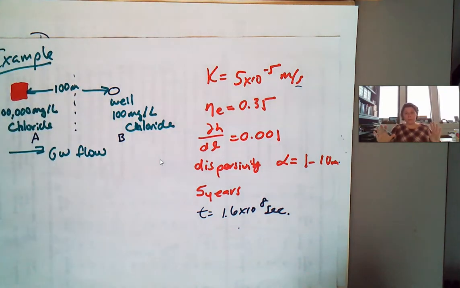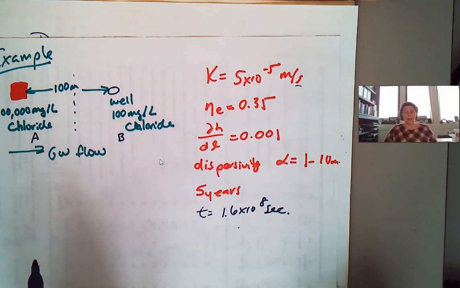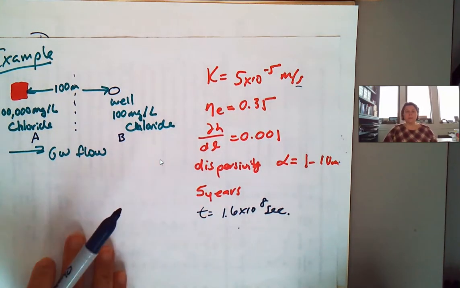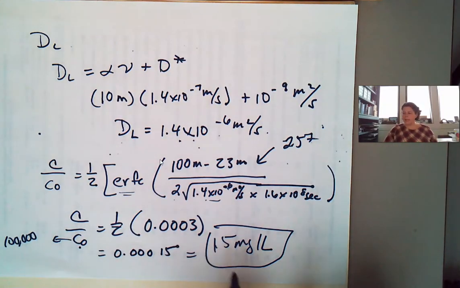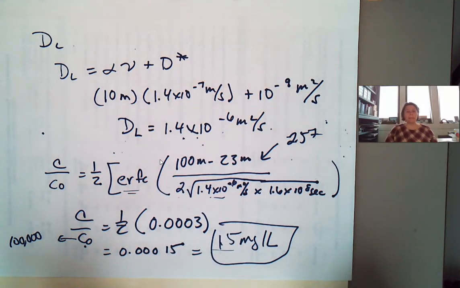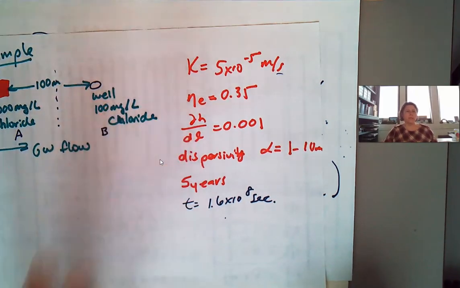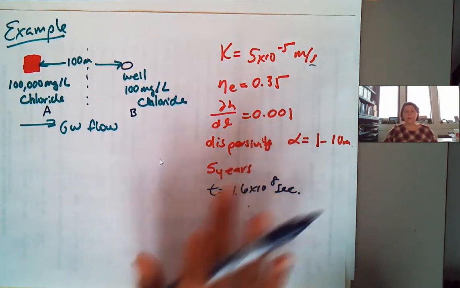But because we have dispersion and diffusion, because this is the advection dispersion equation, there's that part that's moving way ahead of it. It's finding the fastest flowing water that it can. It's going to get there. Is that happening within this 5 years? Well, what this is saying is that, yes, a little bit of it is. 15 milligrams per liter of that original 100,000 has reached this well B after 5 years.